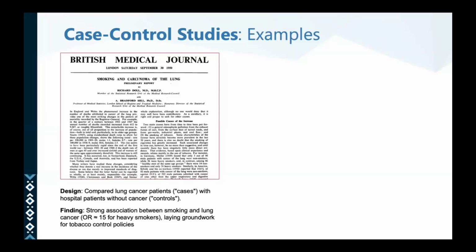And so in this study, they compared patients who had lung cancer with some other people in the hospital who did not have lung cancer. And one thing that they found was that there was a strong association between smoking and lung cancer, and the odds ratio was about 15. So people who were heavy smokers were 15 times more likely to develop lung cancer. And this was groundbreaking work because it actually laid the foundation for tobacco control policies that we have up till now.